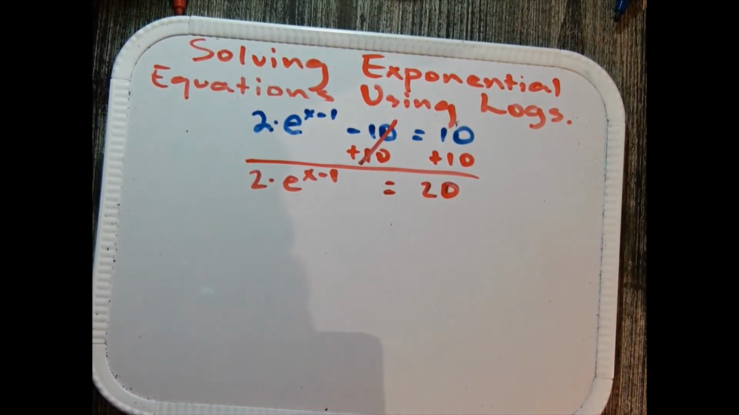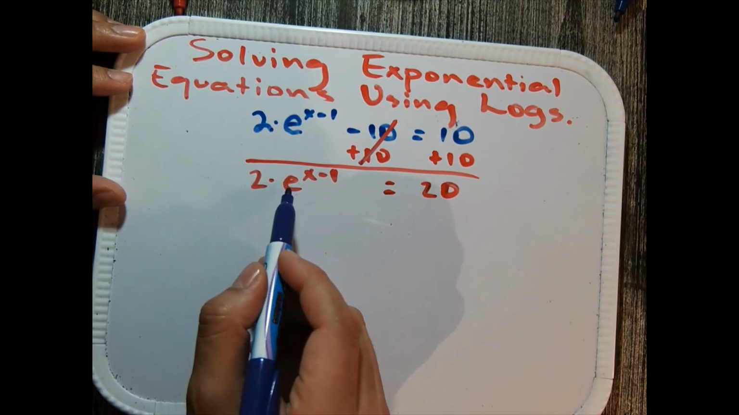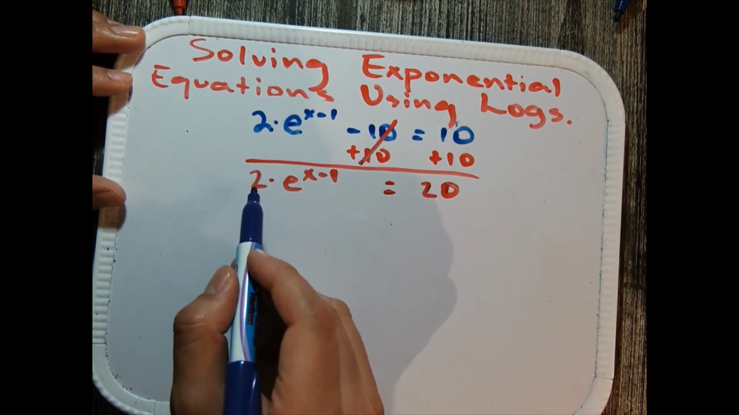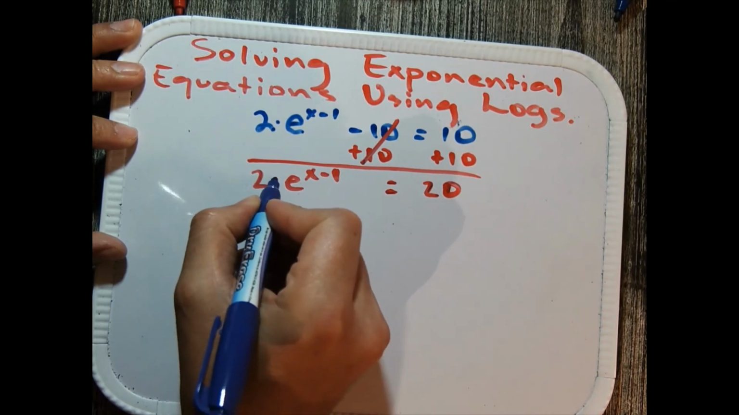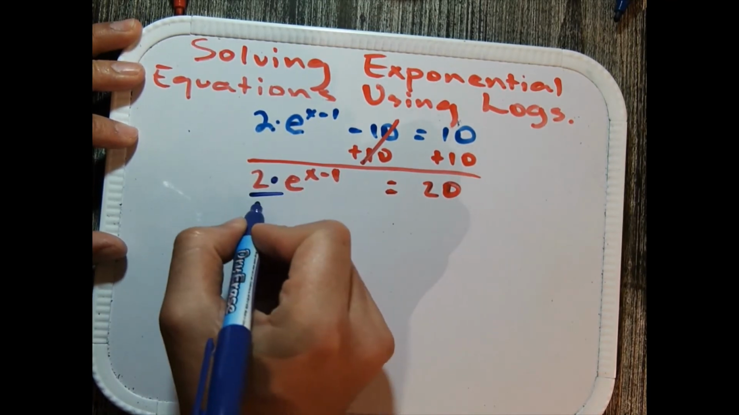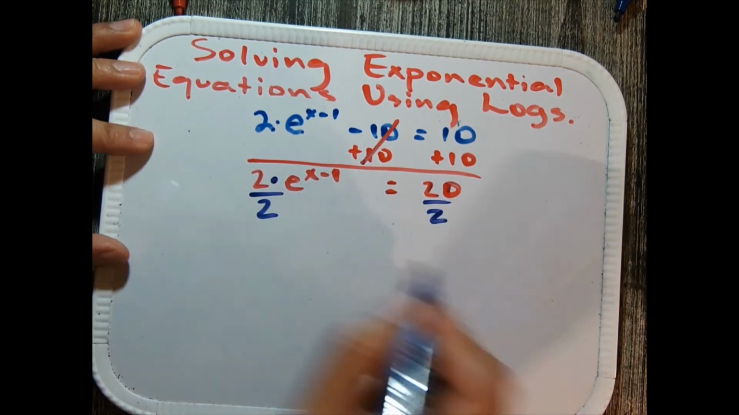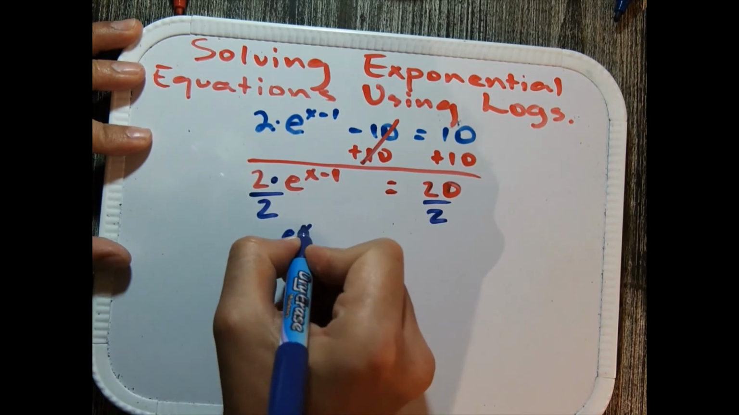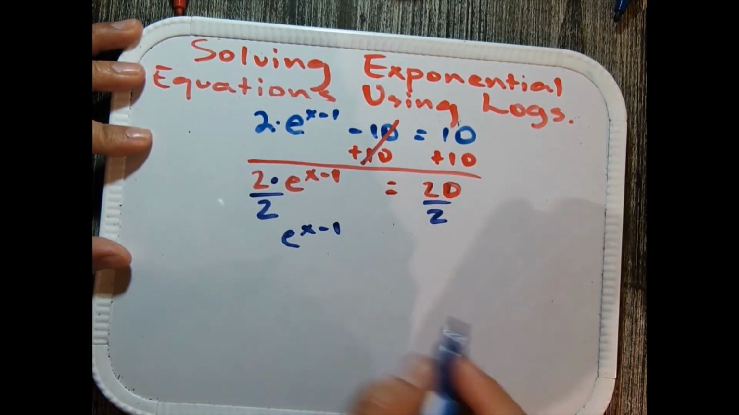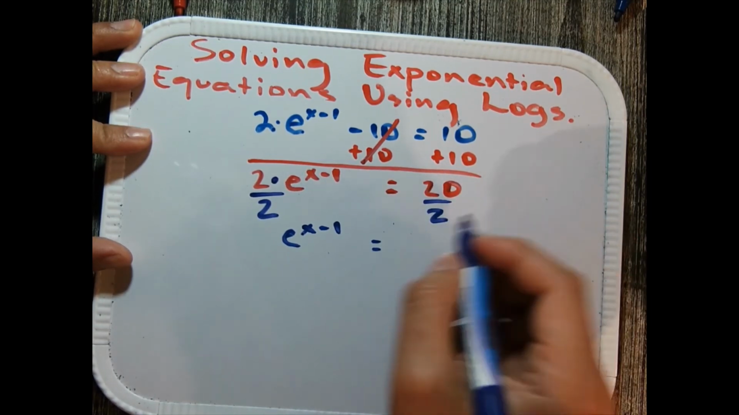We're getting closer. Now what I want to get rid of is the 2. And before I get rid of the e, I have to get rid of the 2. So the opposite of, keep in mind, multiplication is division. So I divide by 2. Divide by 2 on the other side as well. What I have is e raised to the power of x minus 1 equal to positive 20 divided by positive 2 is positive 10.